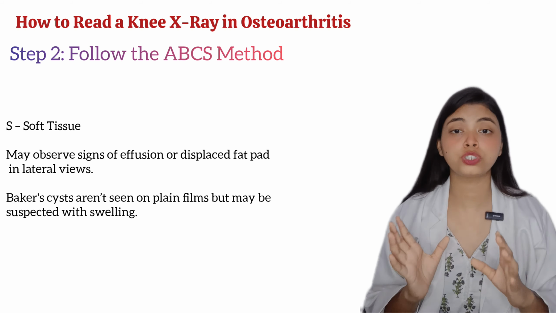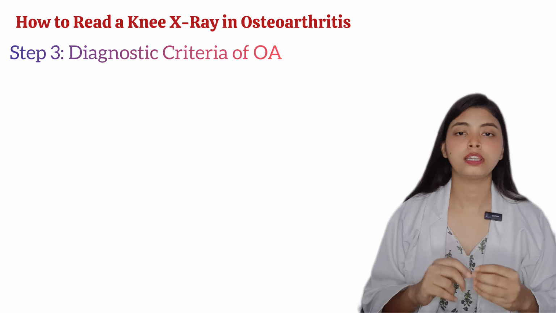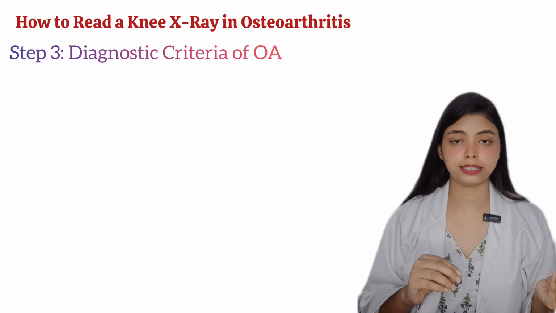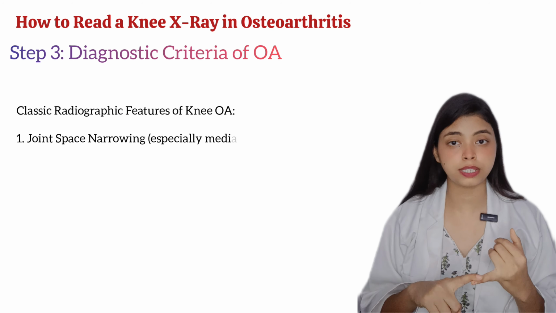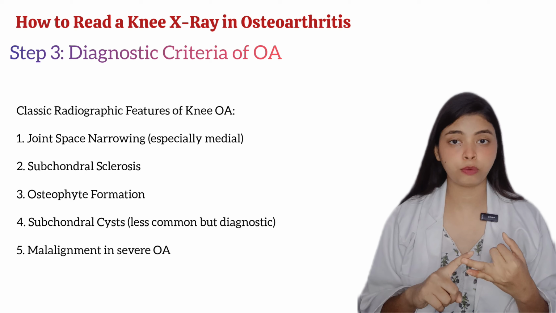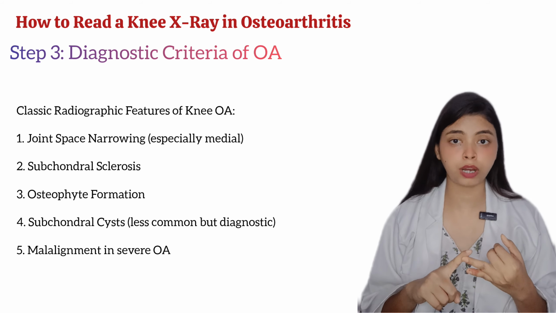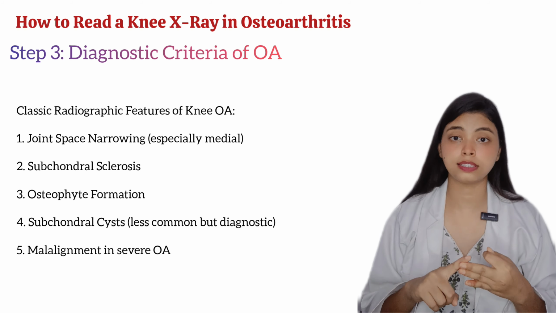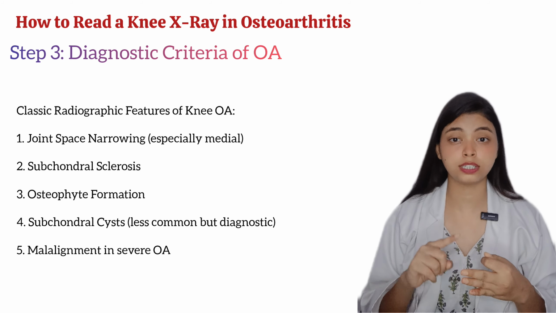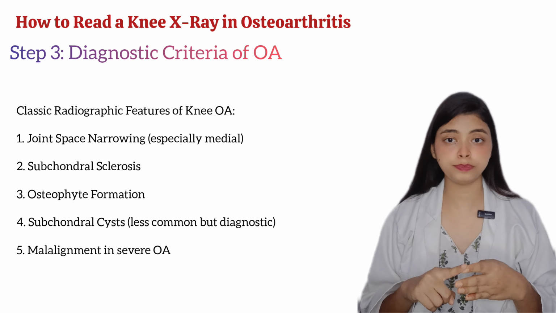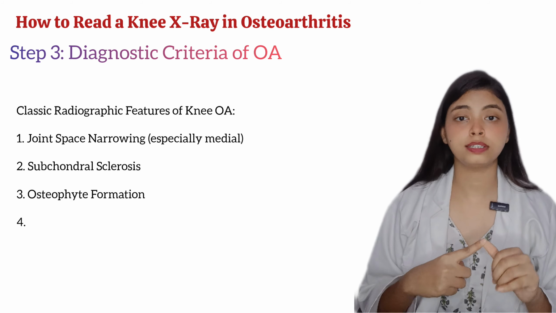Step 3 is the diagnostic criteria for OA. Now these are the classical radiological features which are seen in an osteoarthritic knee. The very first is joint space narrowing, especially in the medial compartment. The second thing is osteophyte formation, which is the bony spurs in the joint margin. Third thing is subchondral sclerosis, which is the dense bone just beneath the cartilage. The fourth thing is joint effusion. And the last one is malalignment in severe cases.